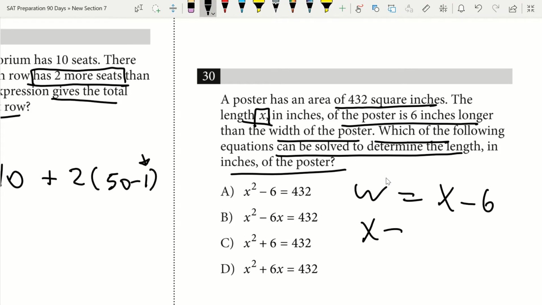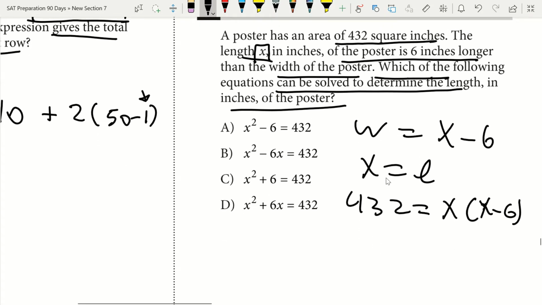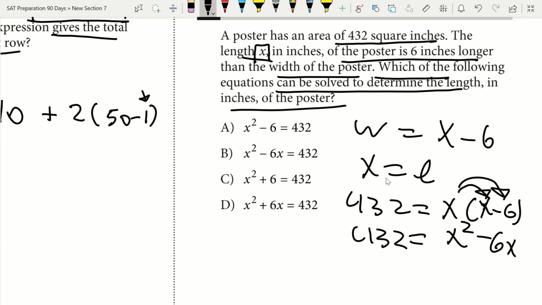We know length times width gives us area. Therefore, 432 is going to equal our length, x, times our width, x minus 6. When we multiply that out, we have an x times an x giving us x squared, and then an x times a negative 6 giving us minus 6x. And that's going to equal that 432. So our answer there is not going to be A, because we need minus 6x. It will be B.